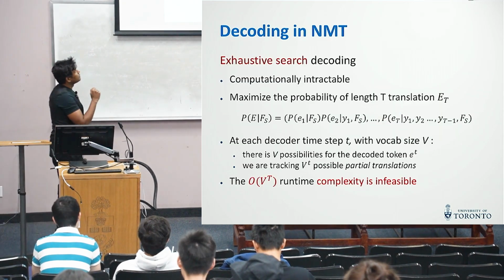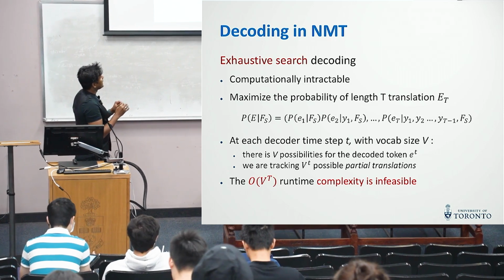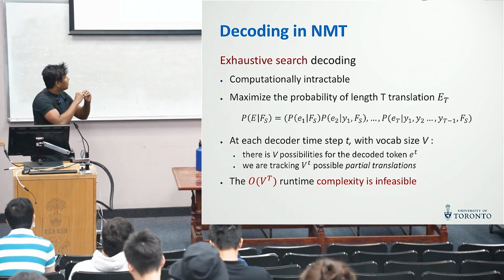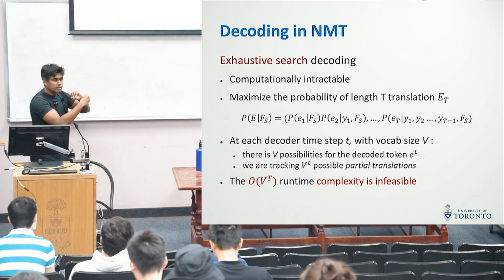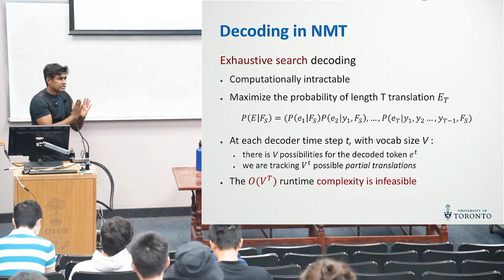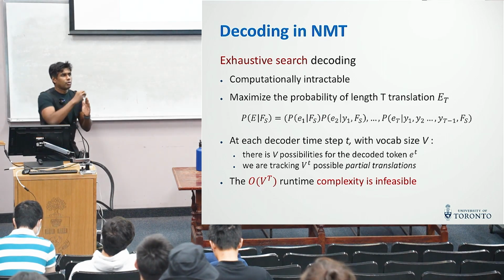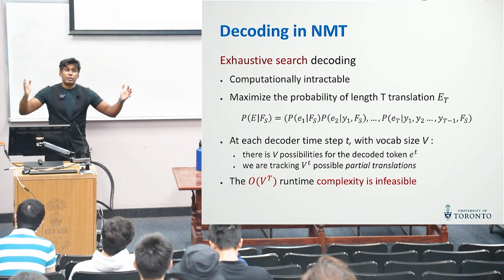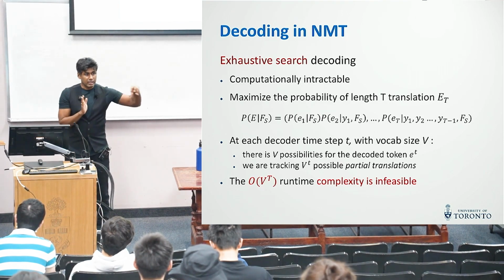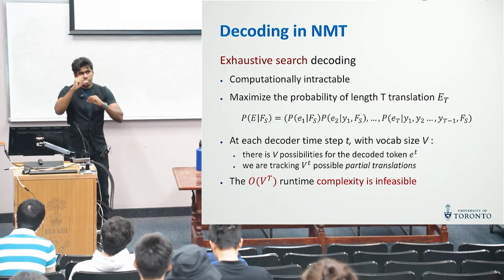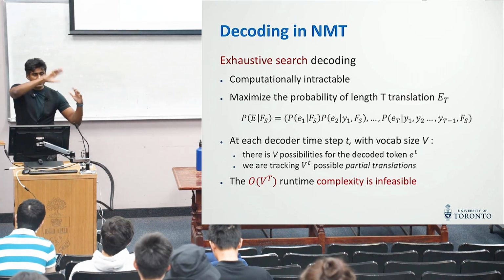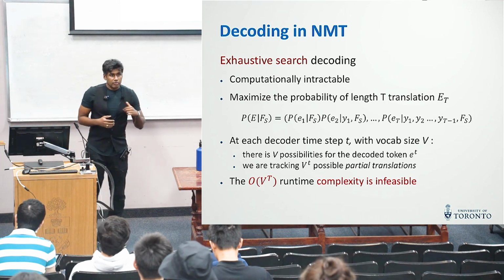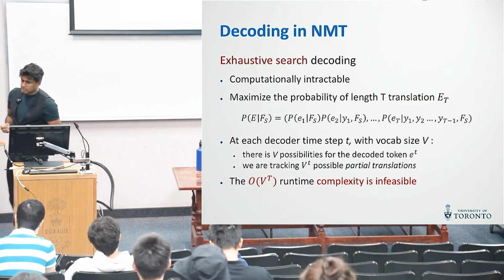Ideally, in a perfect world, we would try to maximize the probability of E given F, and take into account every output at each time step. We would keep track of the best probable path given our vocabulary. If our vocabulary length is, let's say, 20,000 words, at every time step we look at every combination, and we end up with a runtime complexity of O(V to the power of T), which is not feasible.